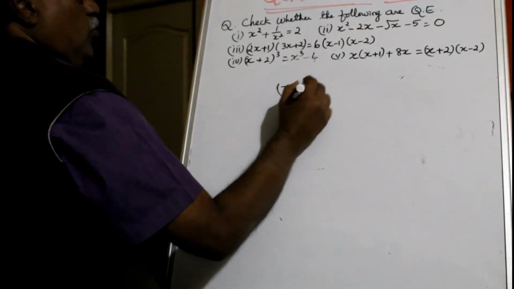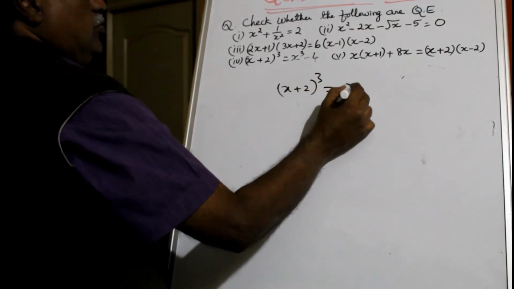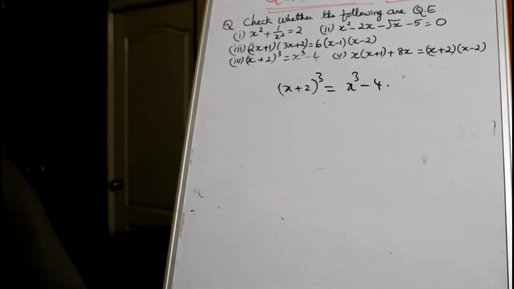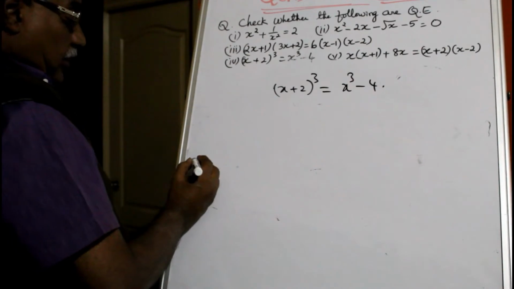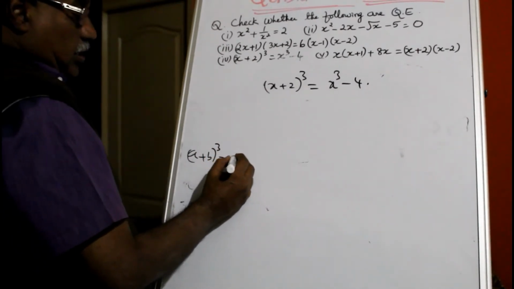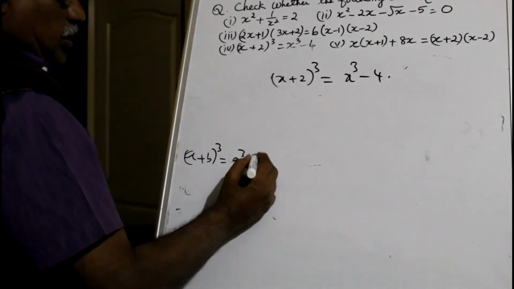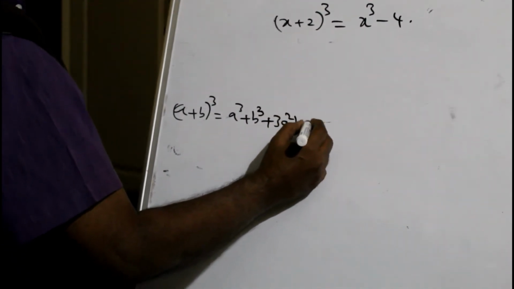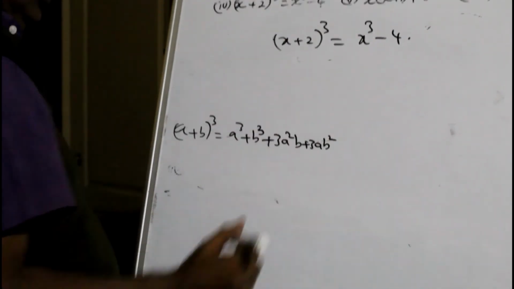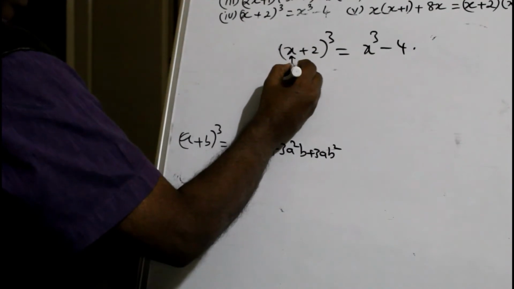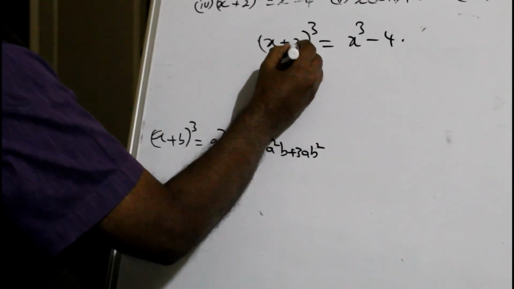x plus 2 the whole cube equal to x cube minus 4. Now we must check whether this is a quadratic. I write the formula for a plus b the whole cube. A plus b the whole cube is a cube plus b cube plus 3a square b plus 3ab square. So instead of a, we got x. This is called your a and this is called your b.